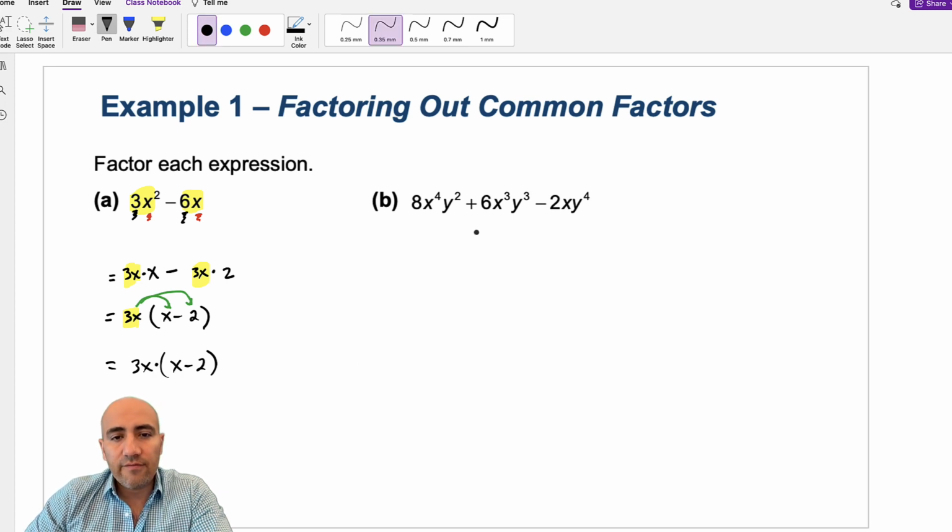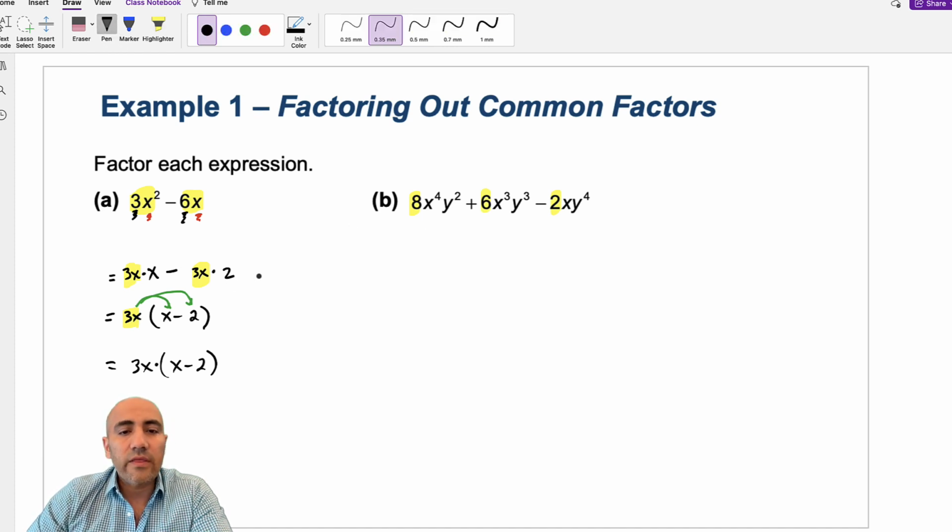All right, same thing for this other one. Let's see, we have to figure out what they all have in common. So first, let's tackle the number. There is an 8, there is a 6, and there is a 2. So clearly, the 2 is the most that all three have in common, since it's the smallest number and it's also a prime number. So there's no way to break that down any further. Therefore, the 2 is the number that is common to all of them.